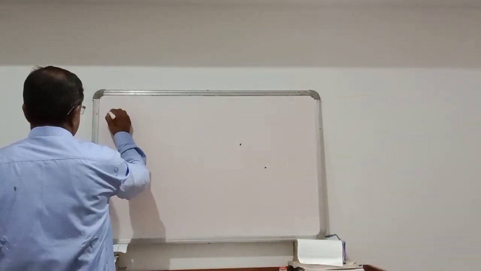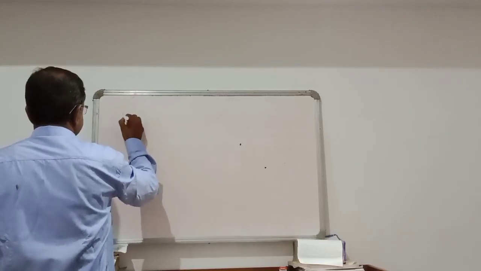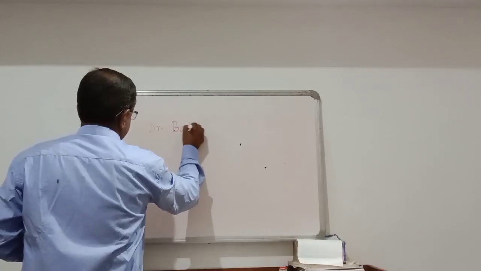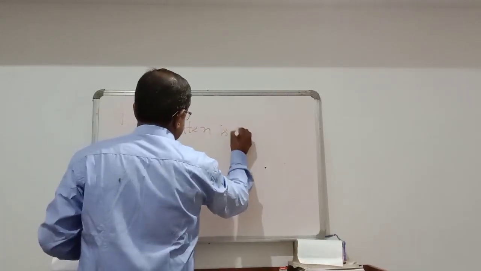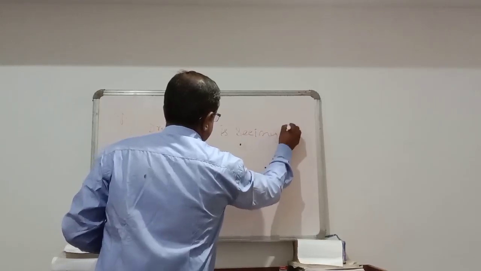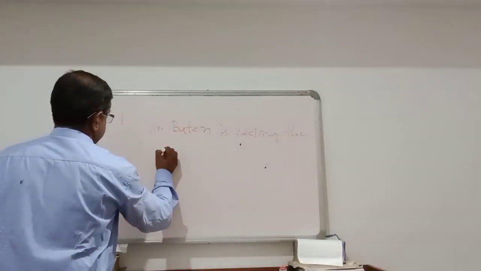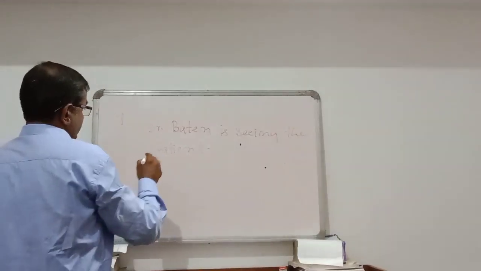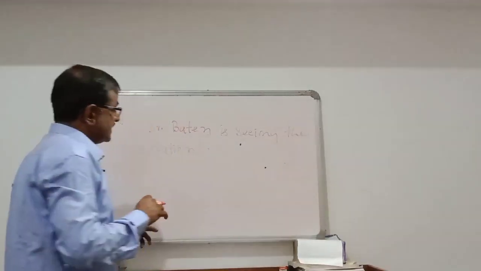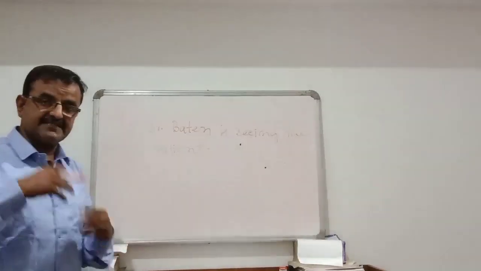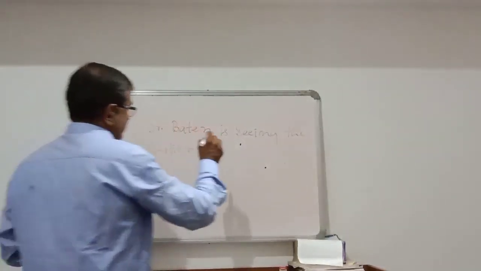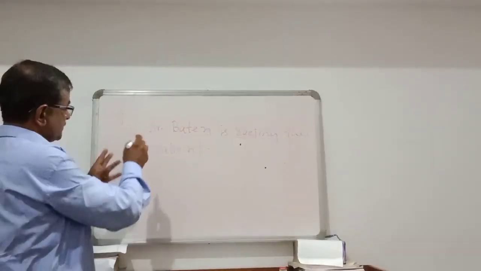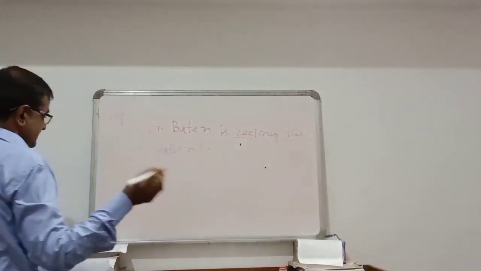You see, for example, Dr. Button is seeing the patient. Dr. Button is seeing the patient. So, a doctor actually observes or sees the patient very carefully. So, this verb is used in technical sense in the present continuous tense. So, Dr. Button is seeing the patient.